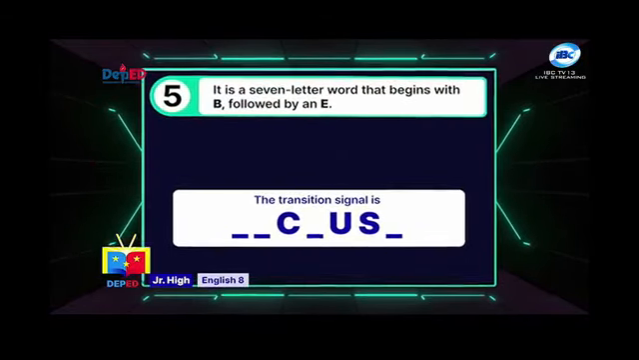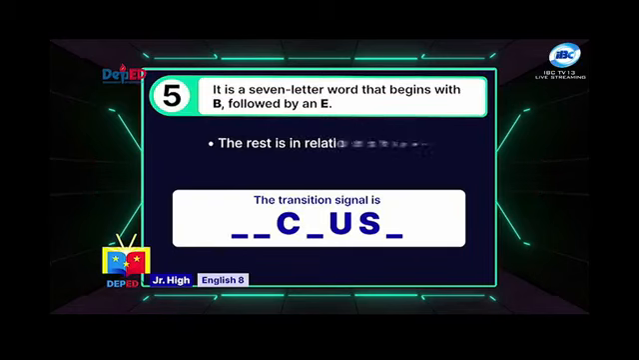And number 5. It is a 7-letter word that begins with letter B, followed by an E. The rest is in relationship with the word effect.